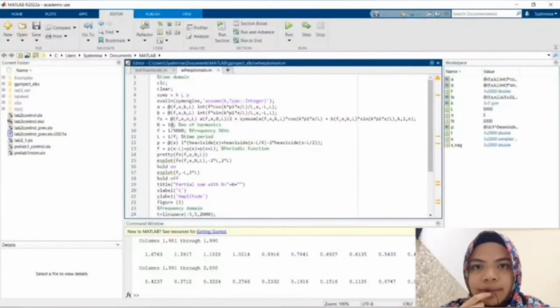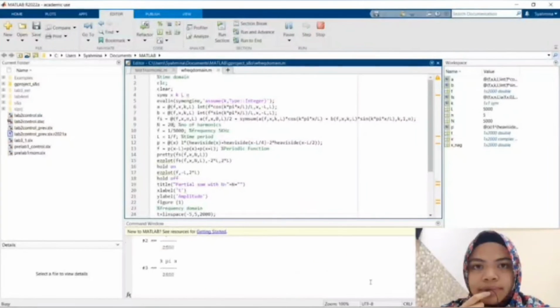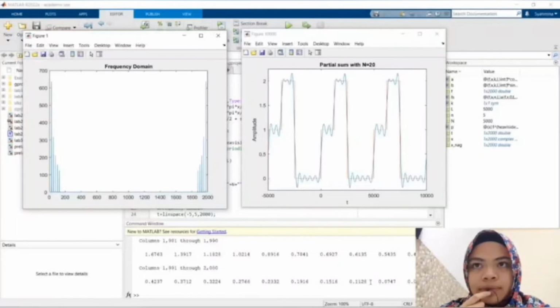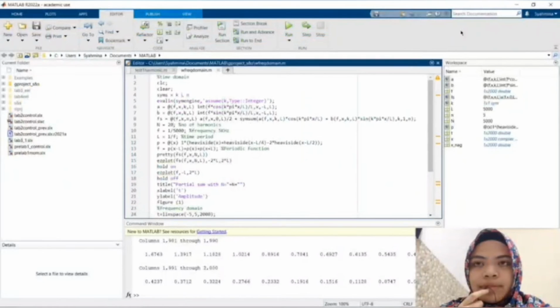which is visualized as a spectrum. This is so that we can observe the waveform respectively and understand the difference between having different number of n or different order of harmonics.